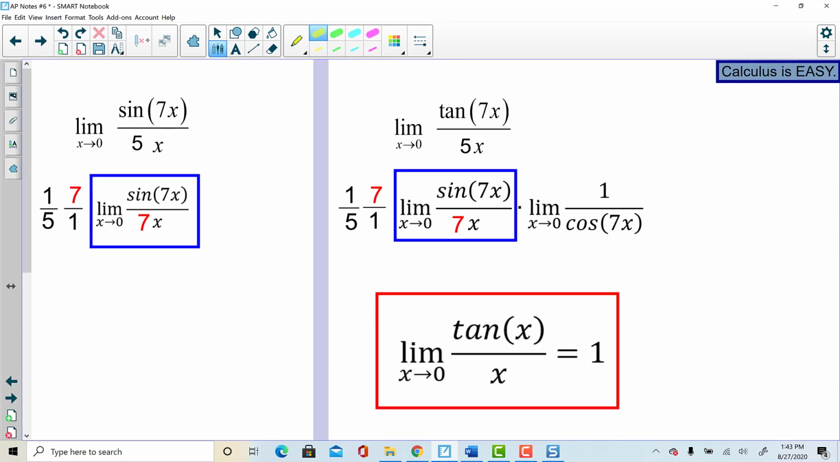After doing these two examples, we notice this special limit that we can start using from now on. The limit as x goes to 0 of tangent of x over x is going to equal 1. So let's use this special rule from now on the next time you see this limit.